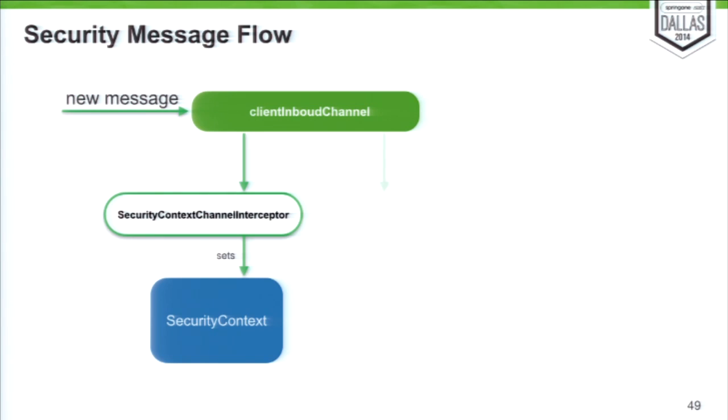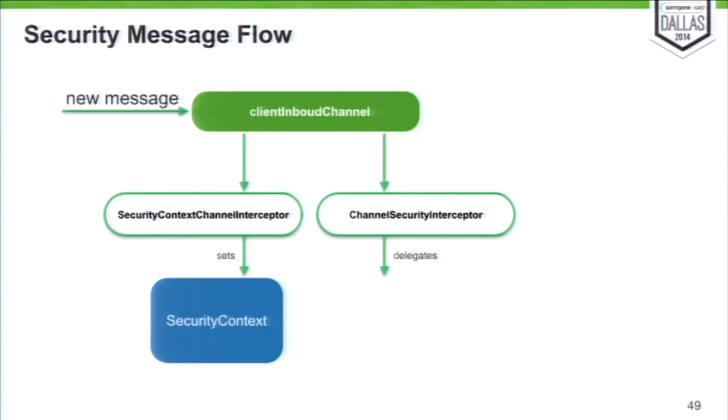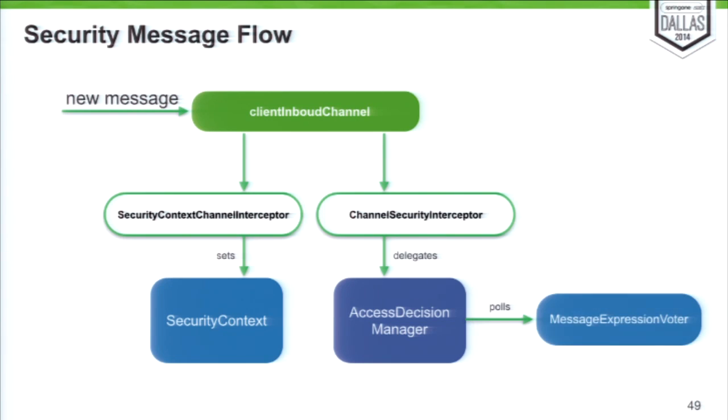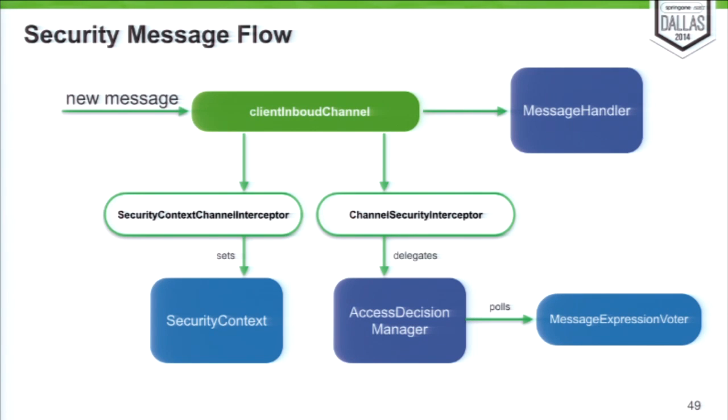The second interceptor that's going to be configured is the ChannelSecurityInterceptor, which is the one responsible for securing the message. It's delegating to the AccessDecisionManager, and this AccessDecisionManager will be configured with a voter called the MessageExpressionVoter. So it will check that we have rights to send messages and subscribe to destinations. And in that case, we're going to delegate to our message handlers. So security for WebSockets happens at the inbound channel and the outbound channel as well.